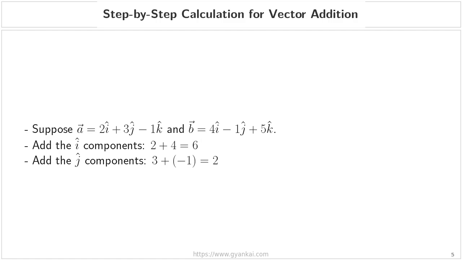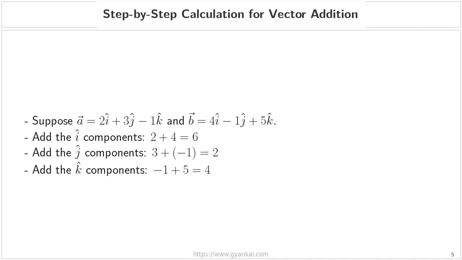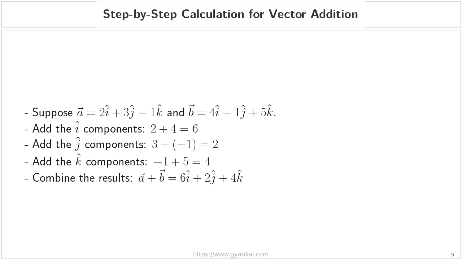Next, we move to the j components. 3 plus -1 results in 2. Then, we handle the k components. -1 plus 5 leaves us with 4. Finally, we combine these individual results back into a single vector. So, vector A plus vector B equals 6i plus 2j plus 4k. As you can see, it really is just a straightforward process of adding the corresponding parts.